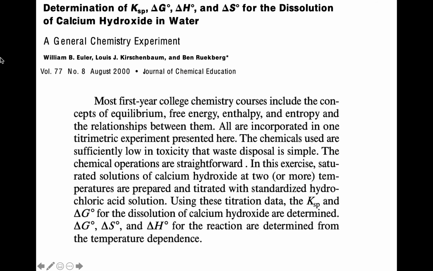Now, when I say that I have evidence that this is a difficult conceptual topic for students, this is what I mean. There's this experiment here in the Journal of Chemical Education: determination of KSP and these different thermodynamic quantities by looking at the dissolution of calcium hydroxide. This is an experiment that we did for several years at OSU. We saw it listed, and we gave it a try.